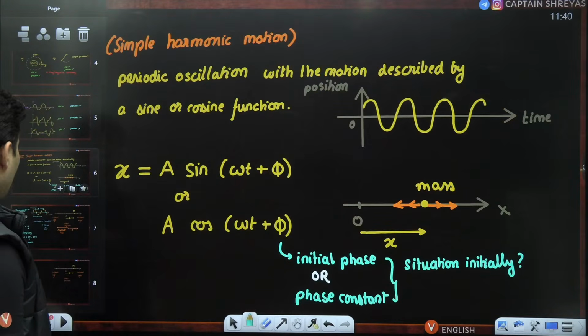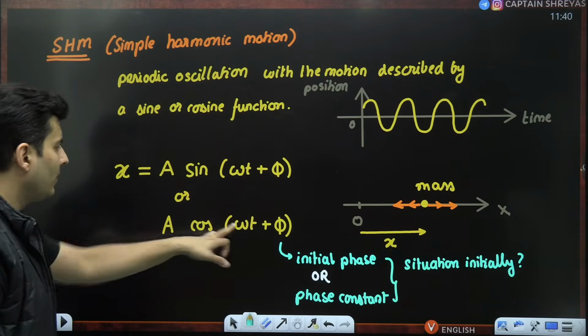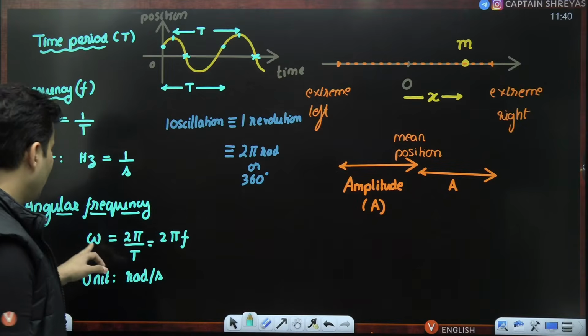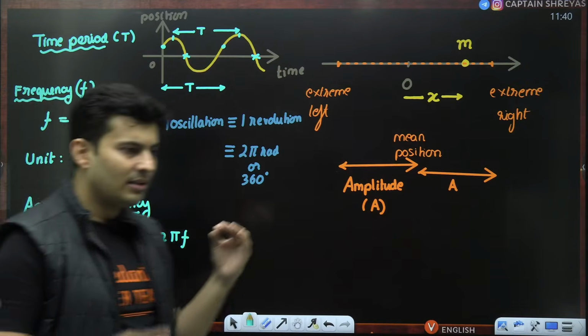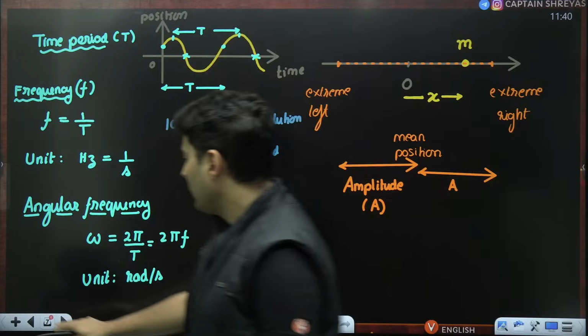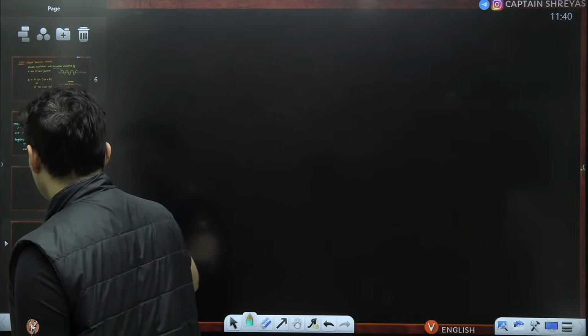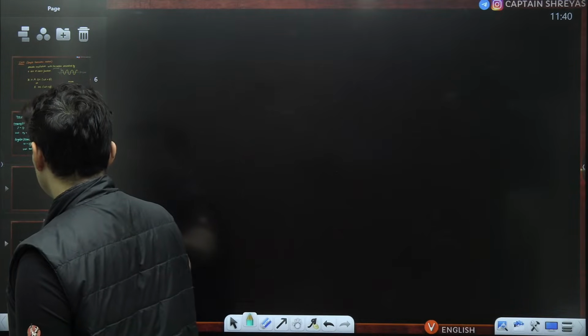So now we know basically A stands for amplitude, omega stands for angular frequency, and phi stands for the initial situation. Let's do some examples on this so that we can move forward after that.